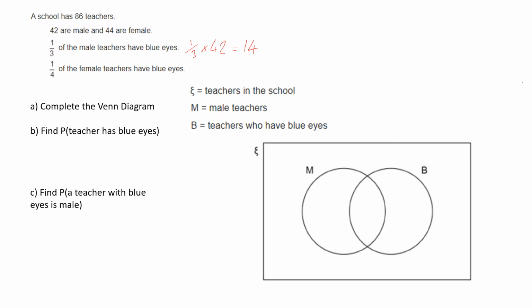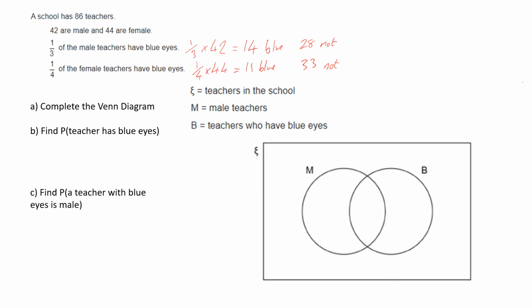And we can also take that away and say, well, there are 28 that do not have blue eyes. So 14 blue and 28 not. A quarter of the female teachers have blue eyes, so again let's do a quarter of our 44 female teachers. That gives us 11 blue and 33 not.